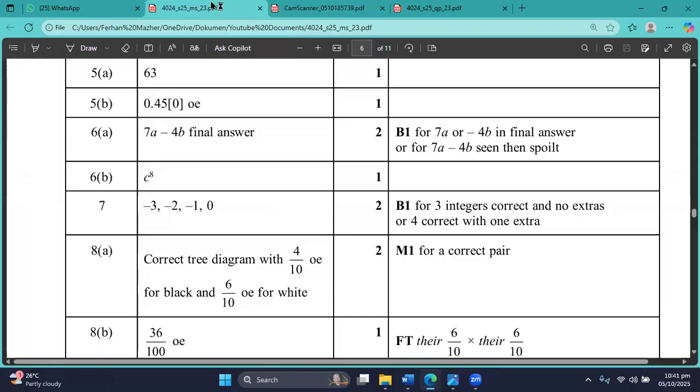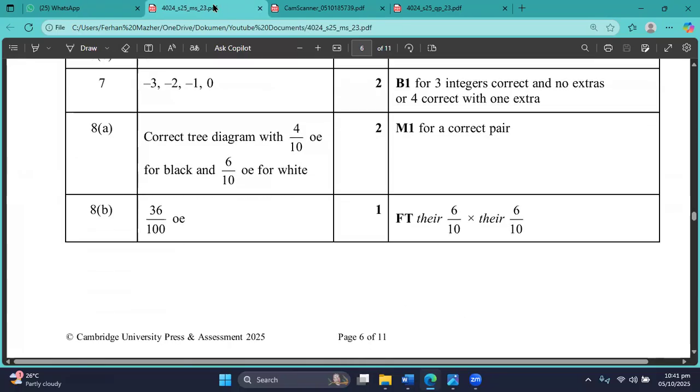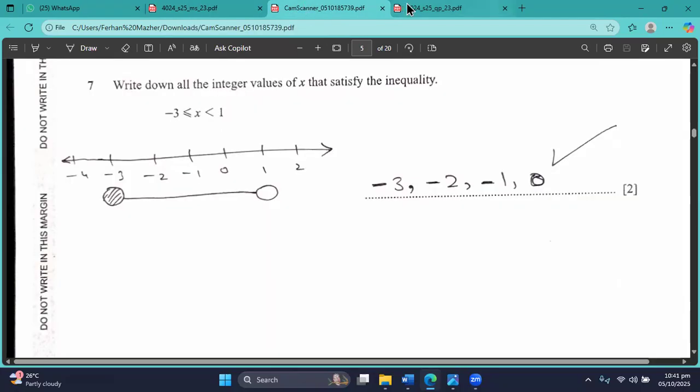Check. Minus 3, and you have minus 2, minus 1, and 0. This is how this is done.